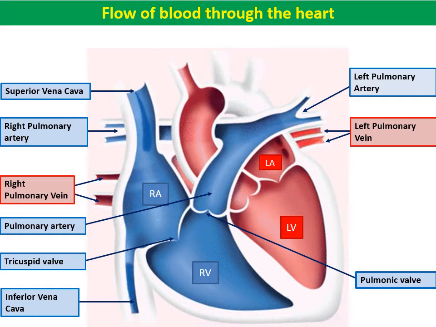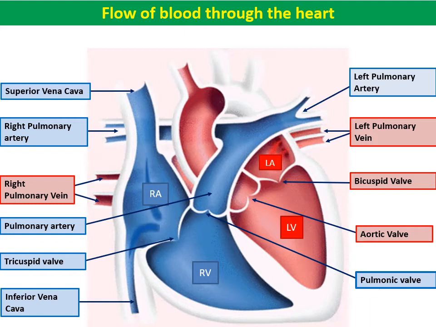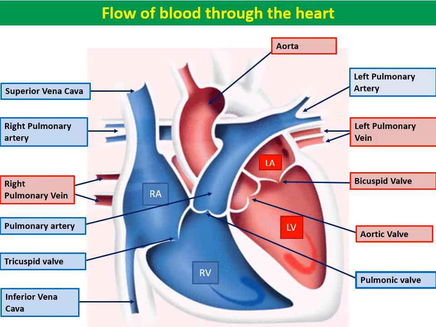Once it reaches the left atrium, it will go into the left ventricle through the bicuspid valve. Then the contraction of the heart takes place and the blood is pumped into the aorta through the aortic valve, and from the aorta the oxygenated blood is supplied to all the body parts, to the upper body as well as the lower body and to different tissues for their proper metabolism and function.